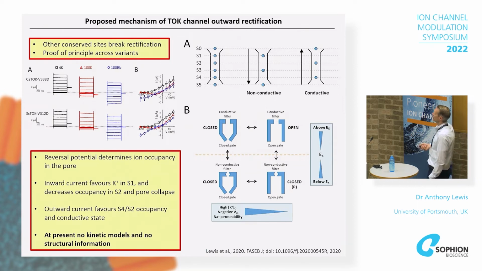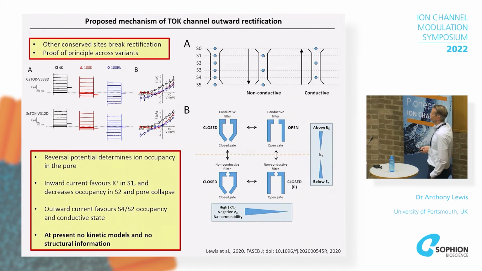So what we proposed is below EK or below EREV, where the driving force is inwards, the potassium would occupy the S1 site and S3 site, leaving the S2 site vacant, and this has been shown in KcsA to induce rapid inactivation and pore collapse, which might explain why we don't see any inward current. Conversely, when the driving force is outwards, so above EK or above EREV, we propose that there's more occupation at the S4 site, and therefore S2 is now occupied and the channel is conductive.